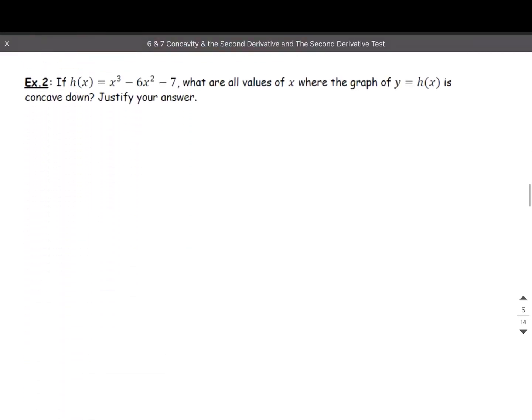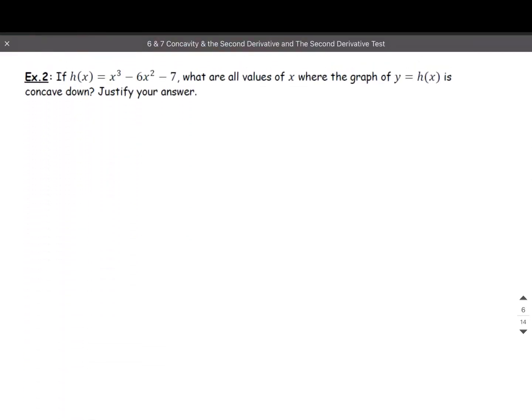So here's an example. h of x is x cubed minus 6x squared minus 7. What are all values of x where the graph of y equals h of x is concave down, and justify your answer. So first we have to find h prime of x, which would be 3x squared minus 12x. Then we find the second derivative of h, which would be 6x minus 12. Now that is always going to exist, so we need to know when the second derivative is going to be 0. Which means 6x would have to equal 12, or x would equal 2.